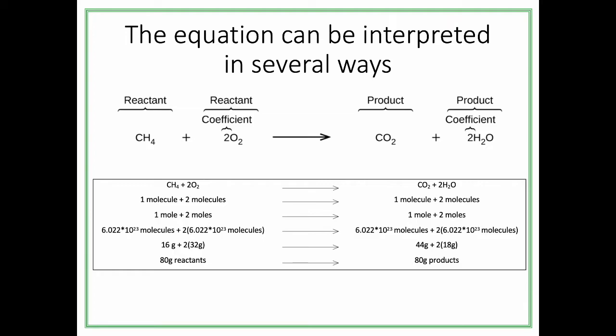Now, these equations can be interpreted in several different ways. A moment ago, I was talking about numbers of molecules. These equations can also be interpreted as representing the number of moles of each molecule, and the information can also be used to find the relative number of atoms of each type of molecule, or the masses of each type, or even the total masses of the reactants and the products.